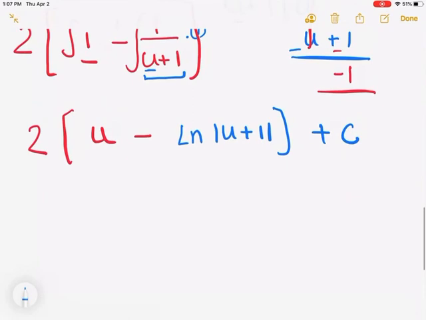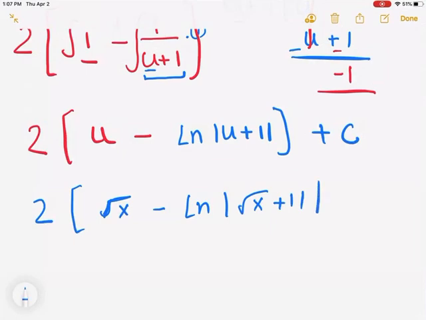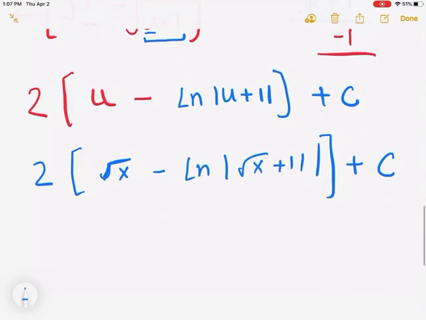Okay, almost there. Now it's time to bring back the original function. What's u equal to? u is radical x, so the answer is 2 times radical x minus ln of radical x plus 1, close parentheses, plus c at the end. If you want to distribute this too, you could do that, or you could leave it like this. Either way, it's going to be the same thing. And yeah, this is pretty much all.